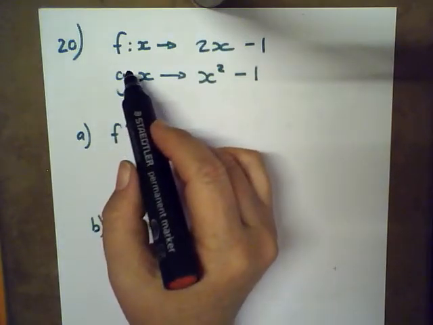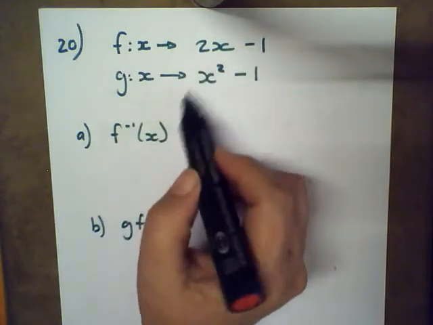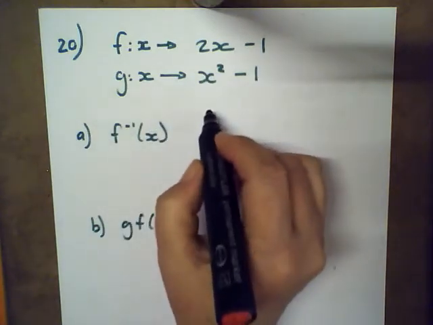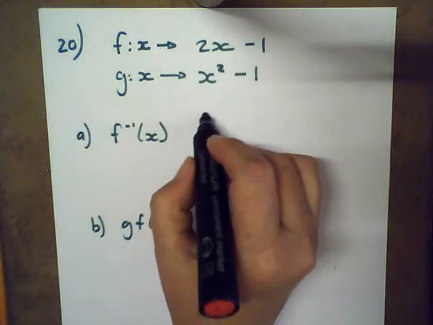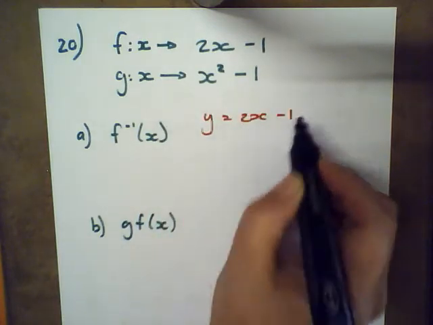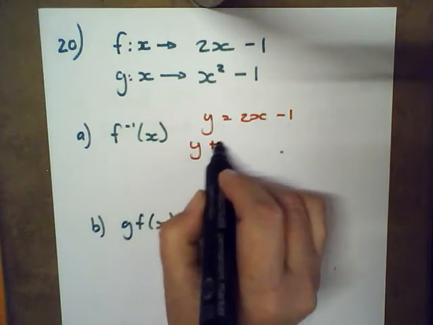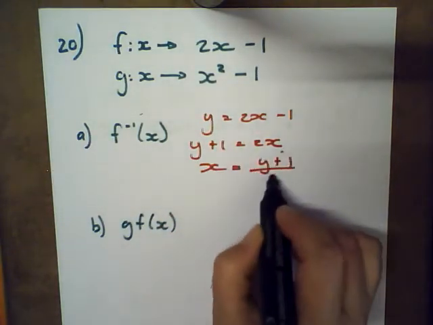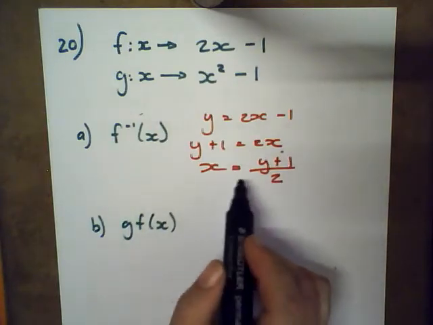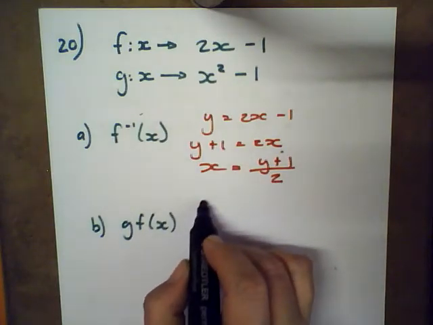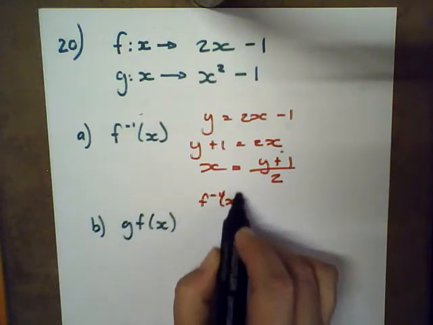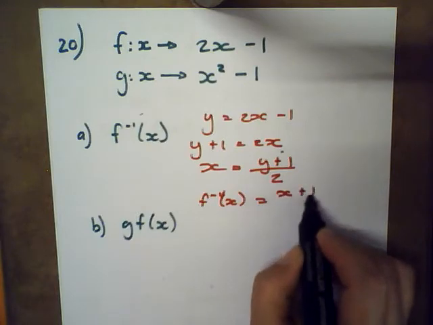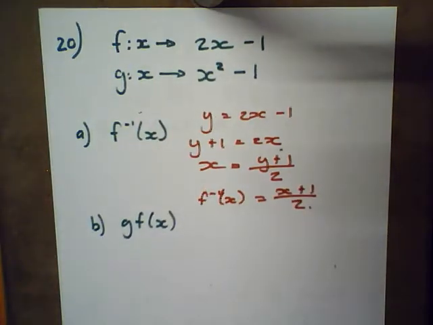So they gave us f(x) equals 2x minus 1 and g(x) is x squared minus 1. We want to find the inverse of f. It's a 2-step plan. I first have to write y equals 2x minus 1. Solve for x: y plus 1 equals 2x, so x would be (y plus 1) over 2. Now I flip the x and y values around, so the inverse f is y equals (x plus 1) over 2. And we are done with that question.